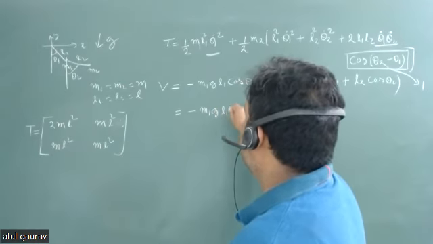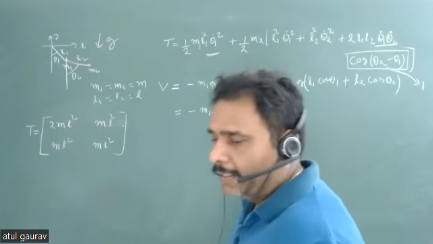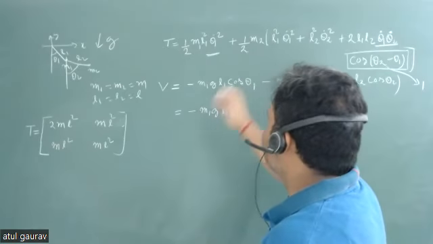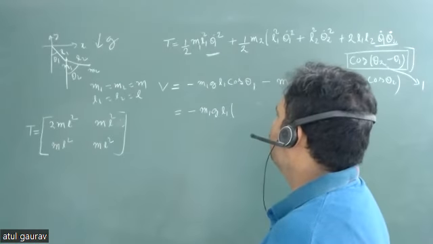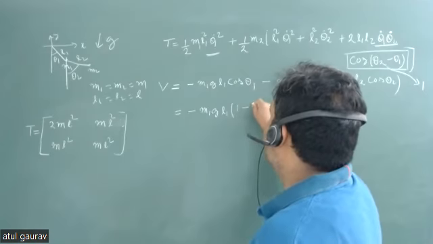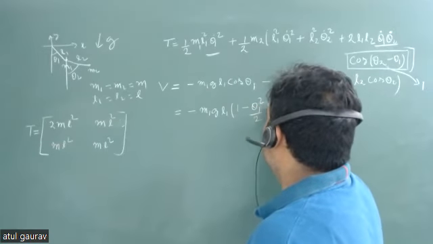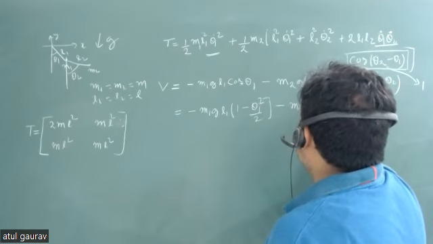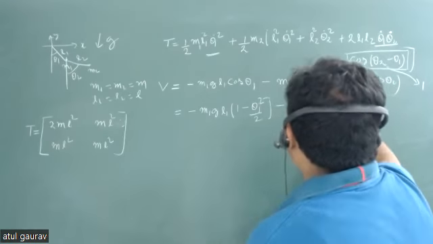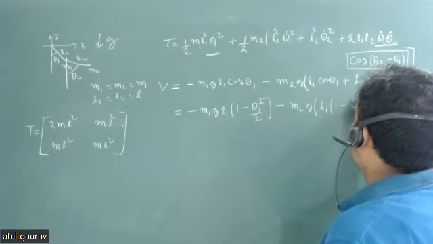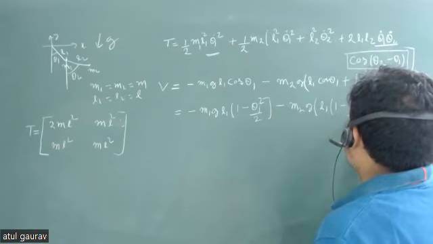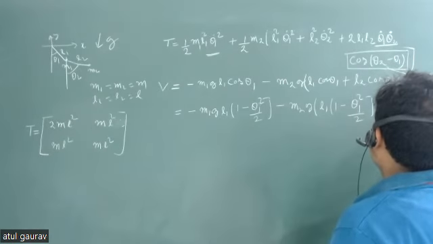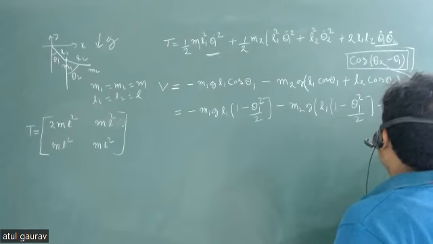mg l1 cos थीटा 1 को क्या करें? ऐसे ही रहने दें, कुछ चेंज करें? कहां तक चेंज करें? सेकंड टर्म तक. सेकंड टर्म तक 1 माइनस थीटा 1 स्क्वायर बाई 2. वेरी गुड. माइनस m2g l1, इसको भी क्या करें? 1 माइनस थीटा 1 स्क्वायर बाई 2. हायर ऑर्डर टर्म को नेग्लेक्ट करो. L2 1 माइनस थीटा 2 स्क्वायर बाई 2.